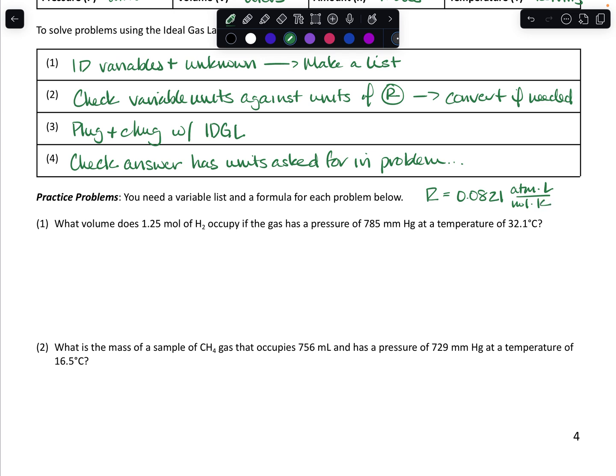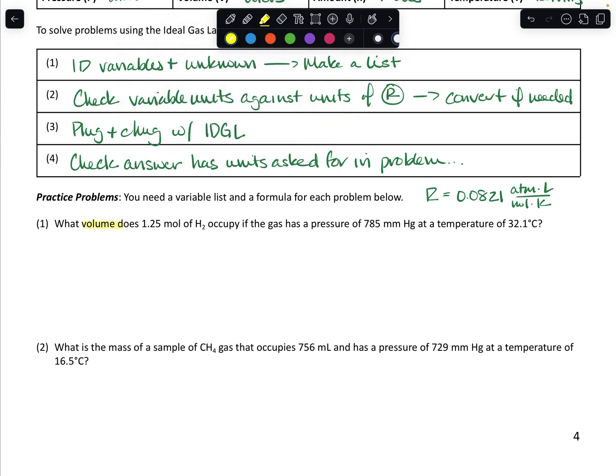All right, now I do not require my students to write the ideal gas law's constant unit in their mathematics, but please make sure you check your conversions. All right, so let's see what we've got.